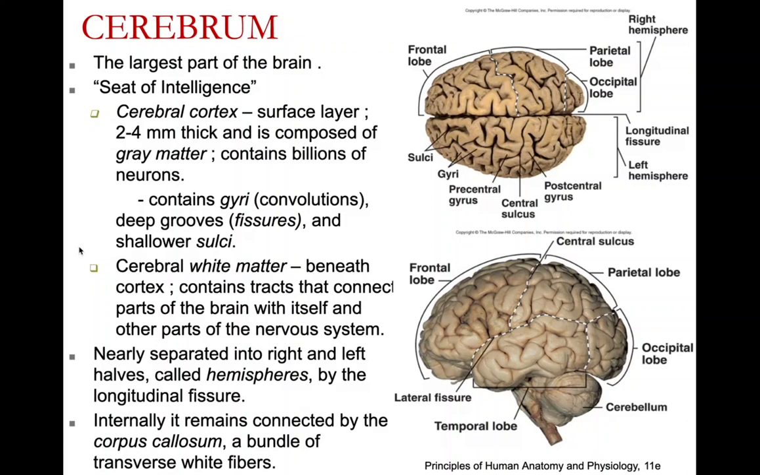You have cerebral white matter that's beneath the cortex. This will have tracts that are connected to parts of the brain within itself and other parts of the nervous system. It's nearly separated into right and left halves that we call hemispheres by the longitudinal fissure. It is actually connected on the inside by a bundle of transverse white fibers called the corpus callosum.